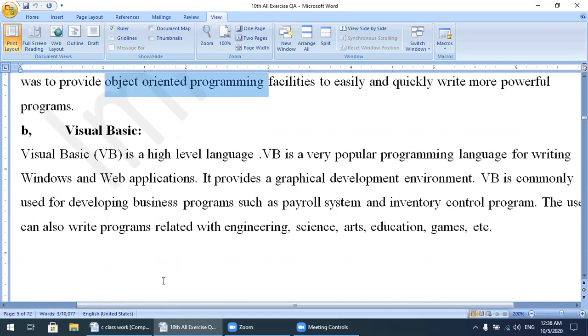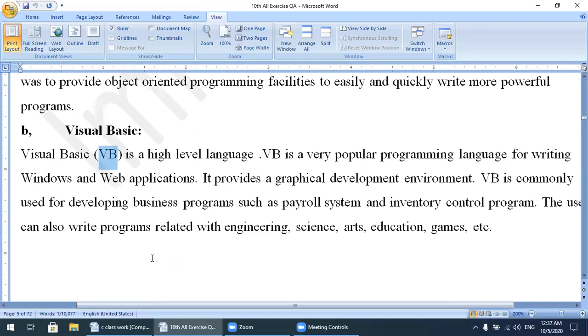Next is Visual Basic. The next language is Visual Basic. Shortly, we can say that Visual Basic is VB. Watch here where the word VB is written, it means that Visual Basic is a high level language.